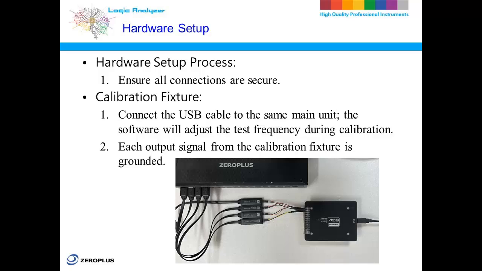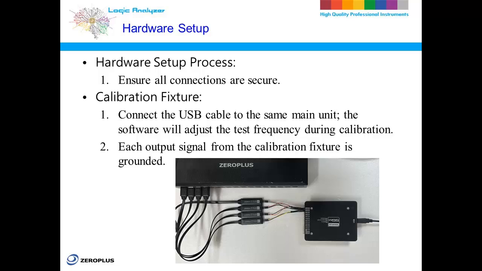When performing calibration, connect the USB cable to the same host machine. This will allow the software to automatically adjust and calibrate the test frequency based on the signals provided by the calibration fixture. When using the calibration fixture, be sure that each of its output signals is grounded. This prevents noise interference caused by poor grounding, ensuring the stability and accuracy of your measurements. Proper grounding is essential for reliable signals and accurate measurements.